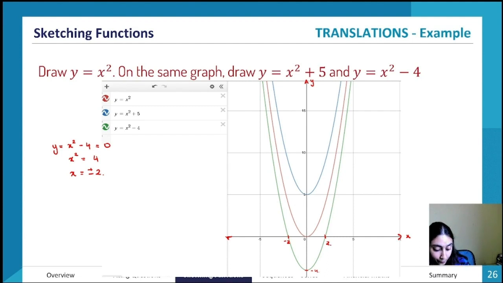Awesome. Now what else is left? I need to actually label my curves. So in the blue, we have y is equal to x squared plus 5. In the red is y is equal to x squared. And in the green, we have y is equal to x squared minus 4. Okay, awesome. Perfect. Okay, now let's move on.